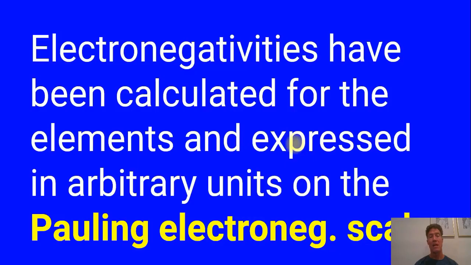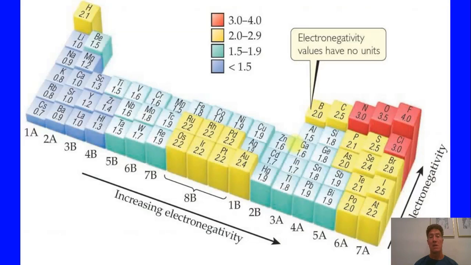So we've calculated electronegativities and we express them in arbitrary units known as the Pauling electronegativity scale. These have no units, it's just kind of a reference. Basically everything is made in reference to fluorine, which happens to be the most electronegative, and then everything else is based on how close to fluorine its pull is. The key thing to notice is that cesium has the least electronegativity, and fluorine has the most.